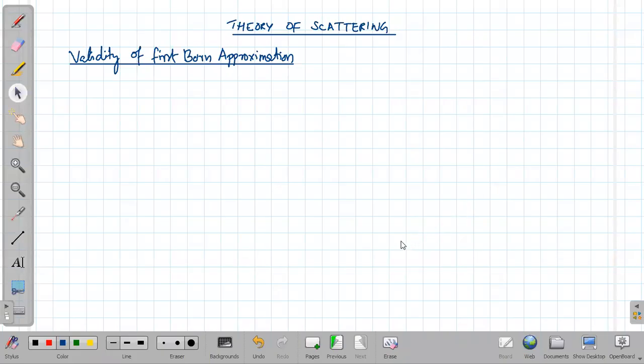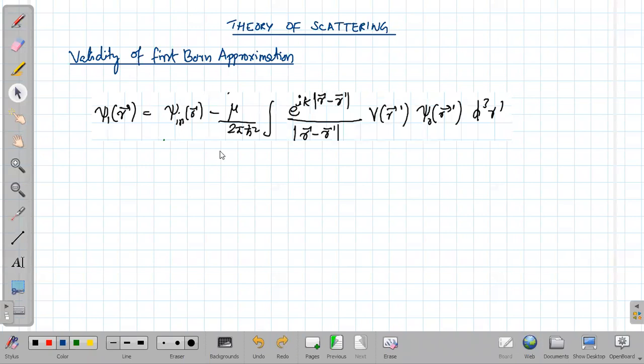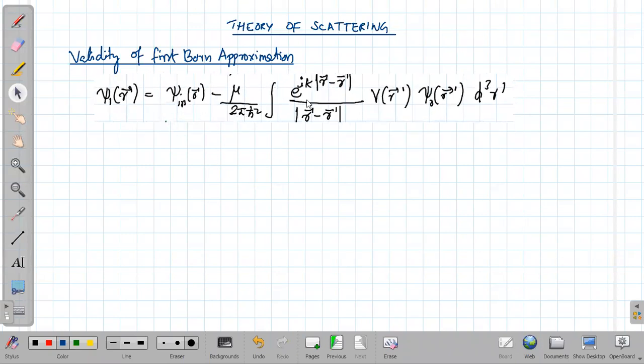So next is a very simple discussion about the validity of the first Born approximation. We have already discussed in detail the first Born approximation. In the first Born approximation, the wave function takes this particular form. Now this form is valid only if the second term of this expression is very small compared to the first term, because we have truncated the series in the second term. We have not gone to the third term and so on.